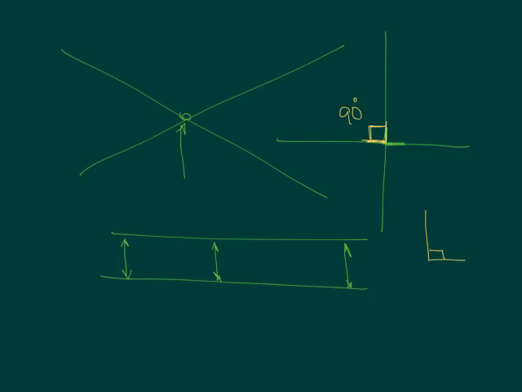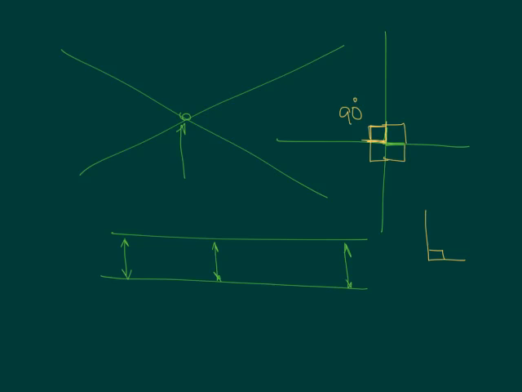When we have two perpendicular lines, or a set of perpendicular lines, each one of the angles here is going to be 90 degrees. We're going to have 4 90-degree angles, or 4 right angles.